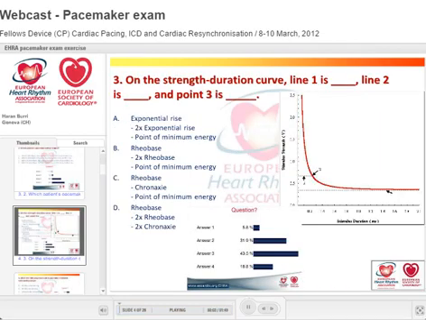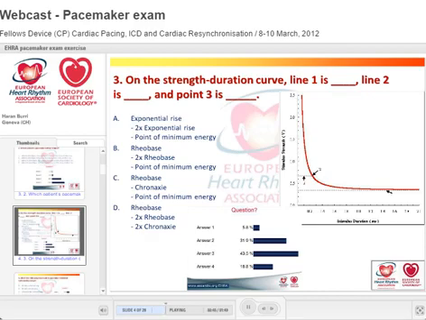Okay, question number 3. On the strength duration curve, line 1 is, line 2 and point 3. So we'll start the voting. Okay, so these are relatively basic concepts. The proper answer is B. So line 1 is the rheobase. The rheobase is the capture threshold in terms of amplitude that's at infinite pulse duration. Now, in practical terms, this is usually measured with a pulse duration of 2 milliseconds. Because as you increase more than 2 milliseconds, you're not going to change very much. You can see that the curve really flattens out at 2 milliseconds.